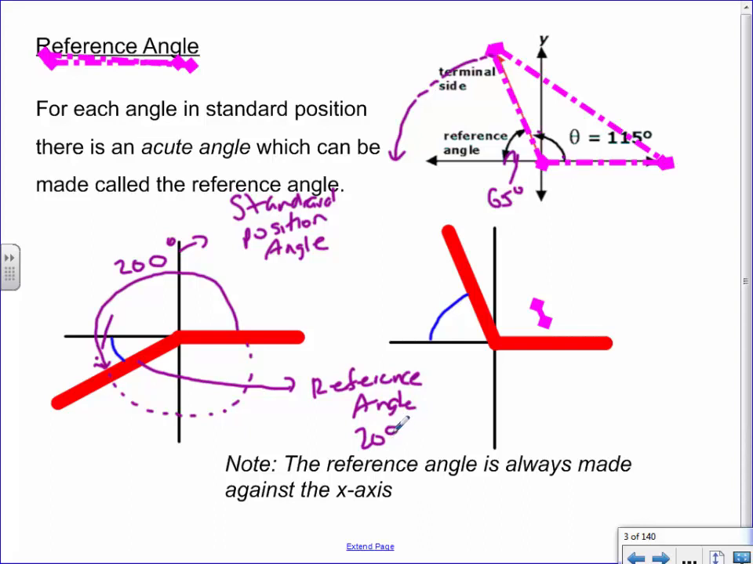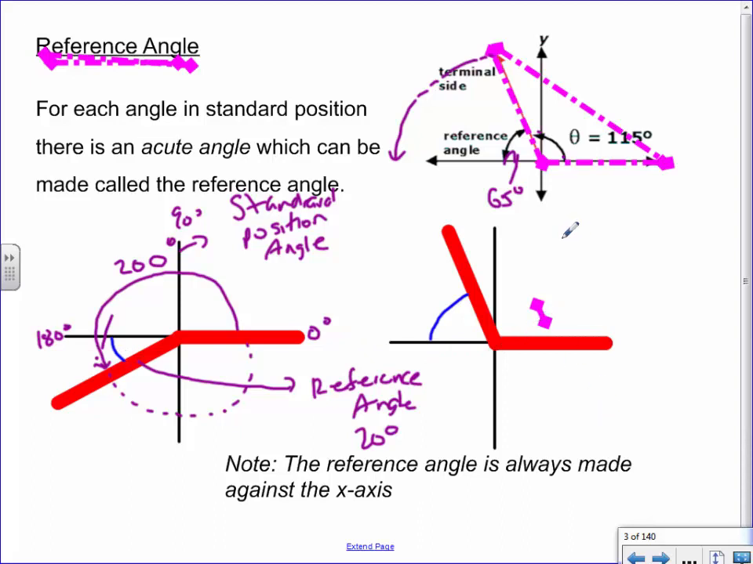Because it went 20 degrees further than, like, here would have been 180 degrees. This would have been 90. We're starting here at zero in the east. As we rotated around, we went 20 degrees too far. We call it a reference angle. Make sense? Let's try this one right here.